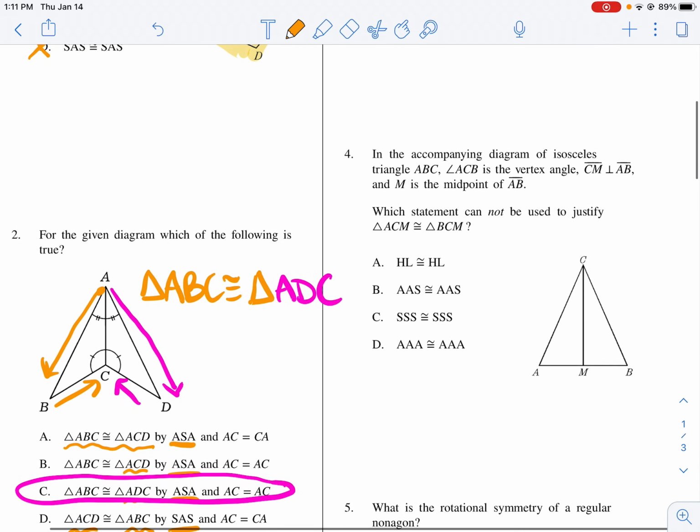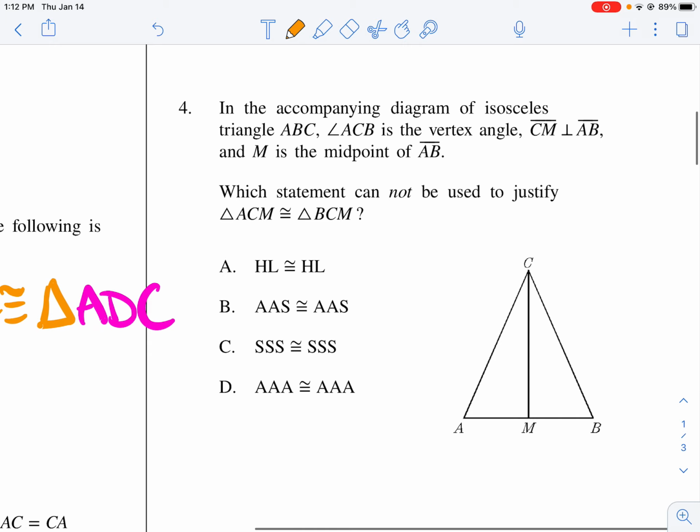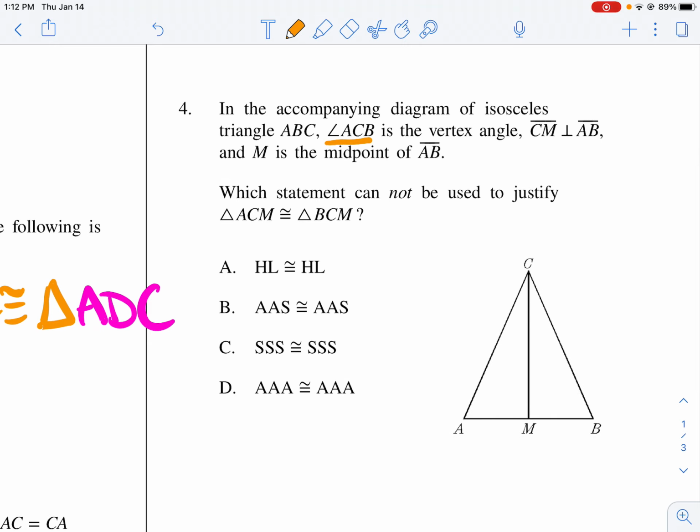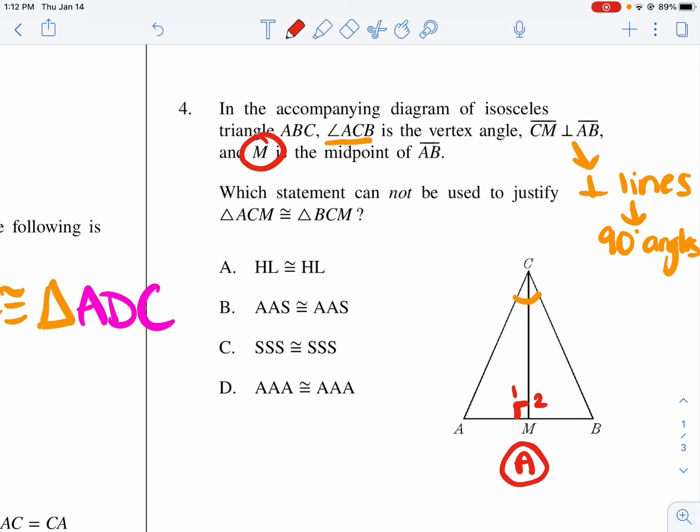Okay, another one for congruent triangles. We're told angle ACB at the top is a vertex angle. So this guy up here. We have CM is perpendicular to AB. So we know that perpendicular lines, remember the upside down, give us 90-degree angles. And you really only need to put one of these symbols here, but I'm going to just put a little note here to remind myself, 1 and 2. So we have an angle, okay? And M is the midpoint of AB. If M is the midpoint, these two sides are congruent, okay?